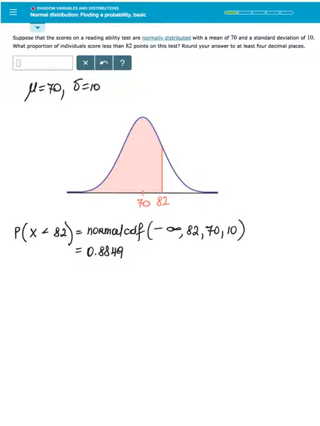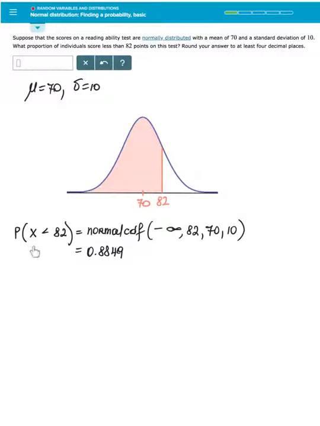First of all, I am told that the scores on this test are normally distributed, which allows me to use the normal curve. Normal curve is centered at the mean of 70 and has a standard deviation of 10, which helps me to identify an approximate location of the score of 82. It is a little bit to the right side of 70. I am shading area to the left because I wonder about the proportion of individuals who score less than 82 points.